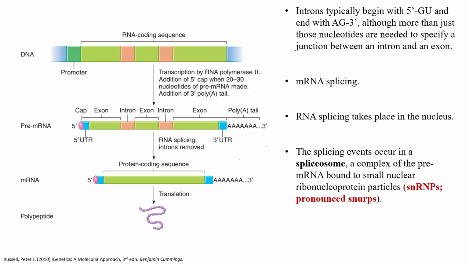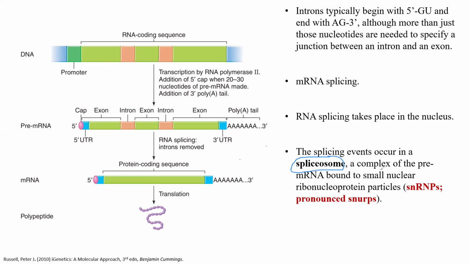So the transcription also takes place in the nucleus, and this RNA processing, that is RNA splicing, also takes place in the nucleus. Now we will come to the machinery that does this mRNA splicing, that removes the introns and joins the exons. These splicing events occur in a large macromolecular complex about the size of a ribosome called spliceosome. What is spliceosome?